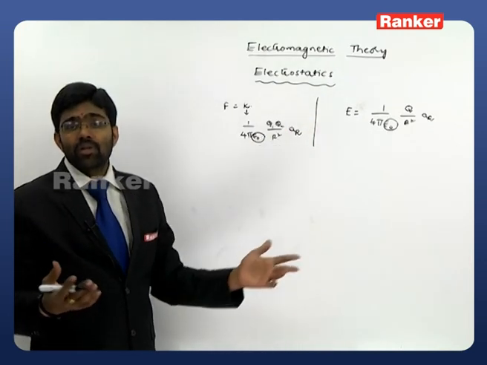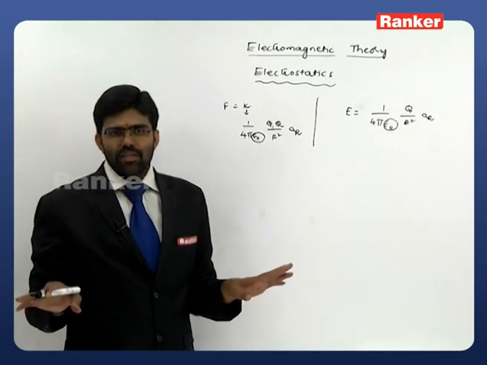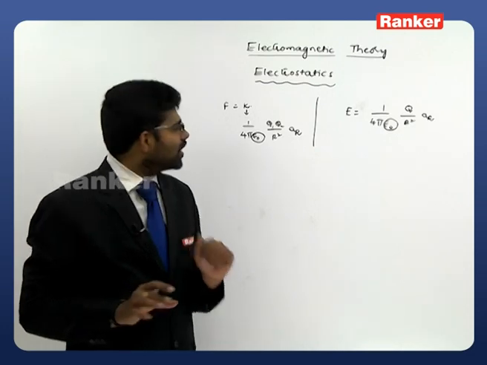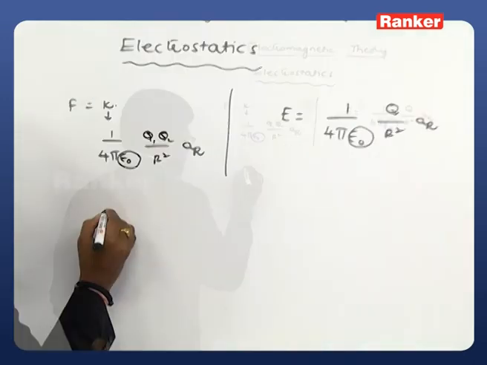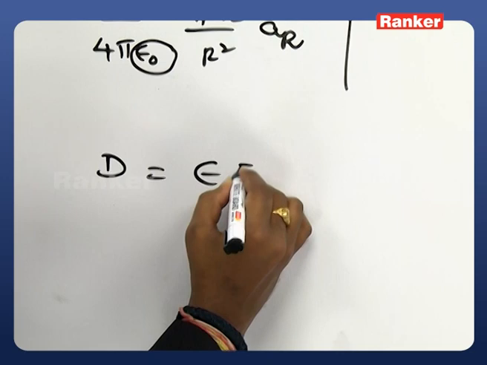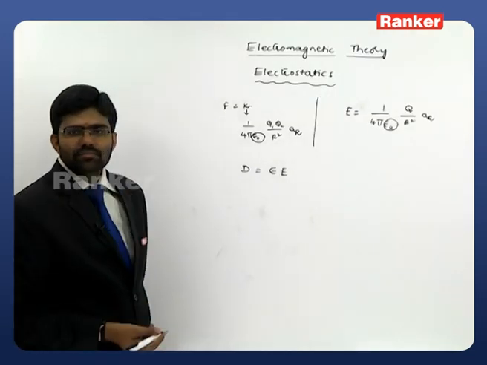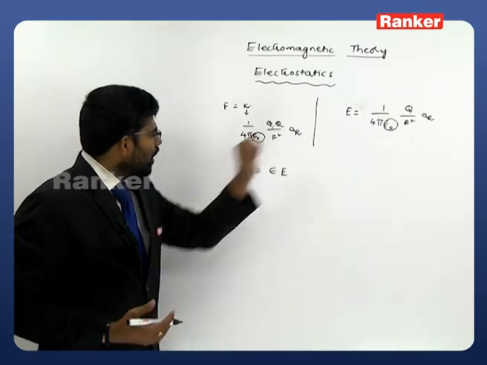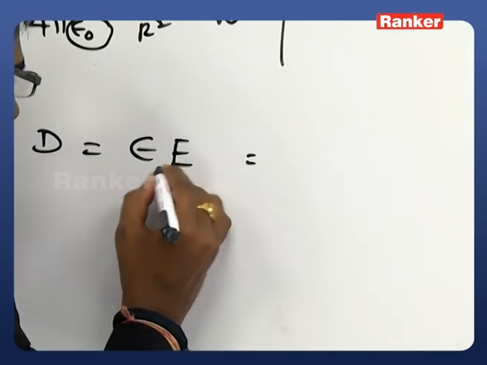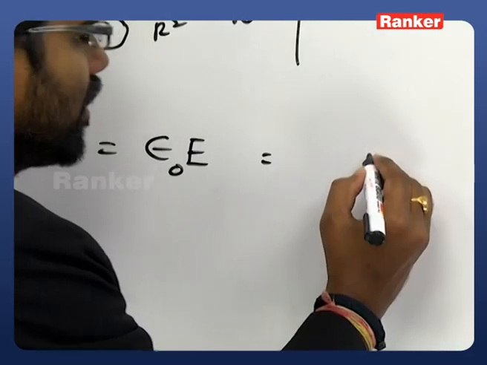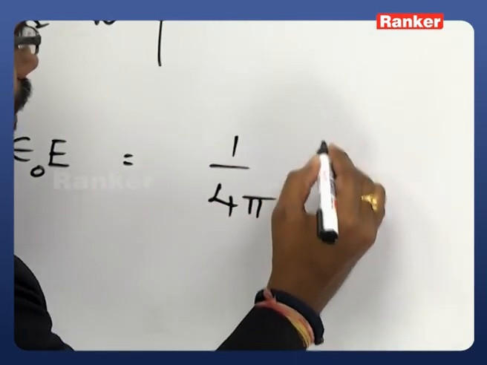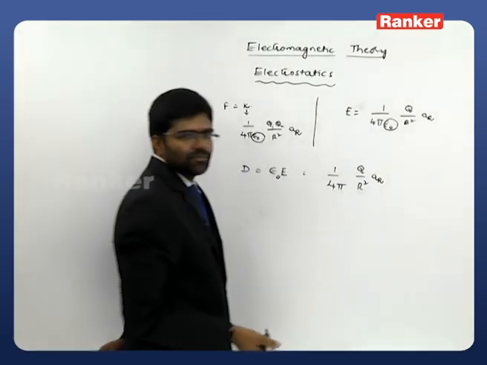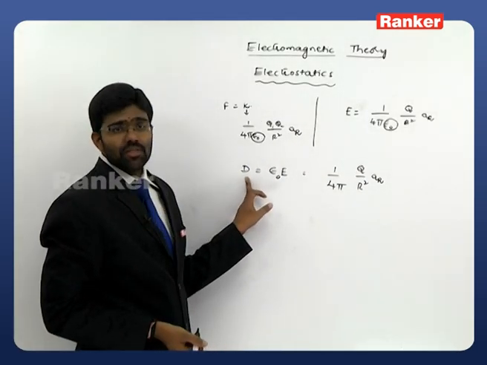Now I want another quantity which is independent of the material characteristics. For that, another quantity was defined like this: D is equal to epsilon E. So D equals epsilon E. What is this D equals epsilon E? If you take epsilon naught E for free space, then what do we get here? 1 by 4 pi q by r square a r. Now here this is also a vector. This D is not a simple scalar.